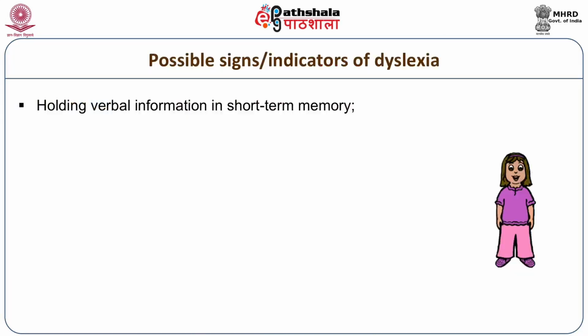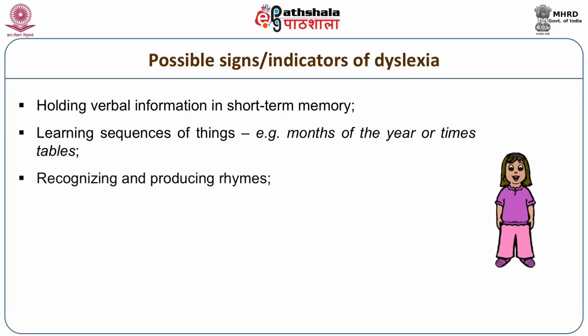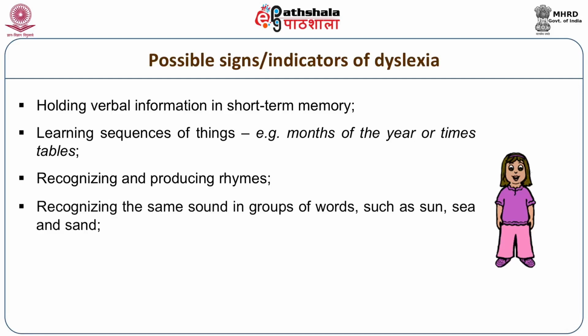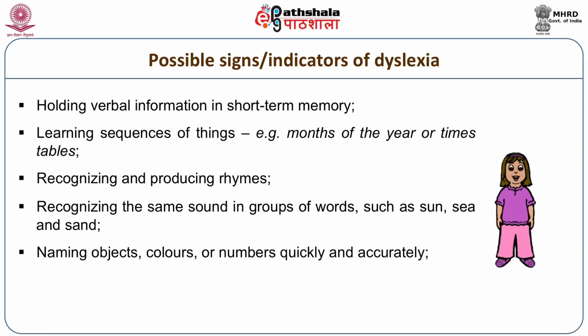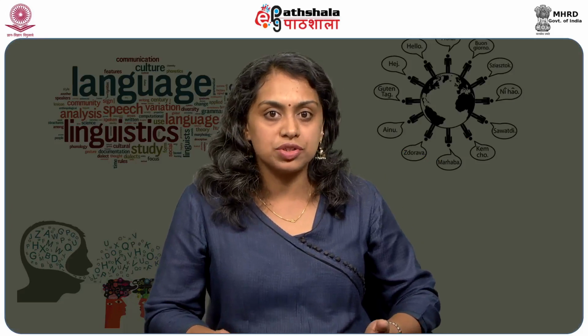They could have difficulty in holding verbal information in short-term memory. Children with dyslexia could have difficulty in learning sequences of things like the months of the year or the days of the week. They have difficulty in recognizing and producing rhymes. They would have difficulty in recognizing that words like sea, sand, and sound all begin with the same sound, s. They would have difficulty in naming objects, colors, or numbers quickly and accurately, and difficulty in pronouncing long words like elephant or perpendicular. Now, these difficulties are also seen in normal children who would often say effluent instead of elephant.